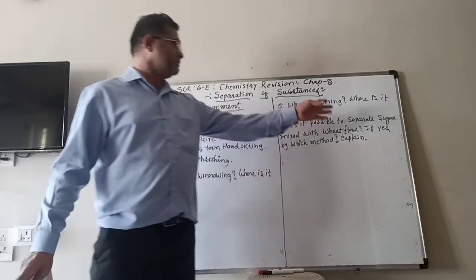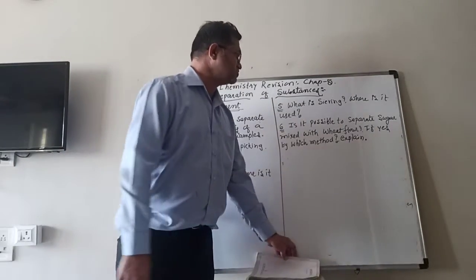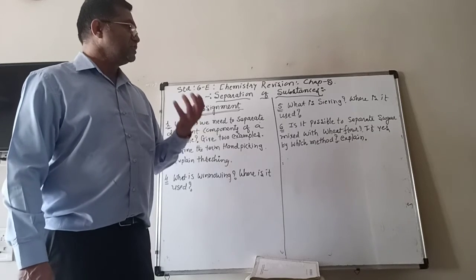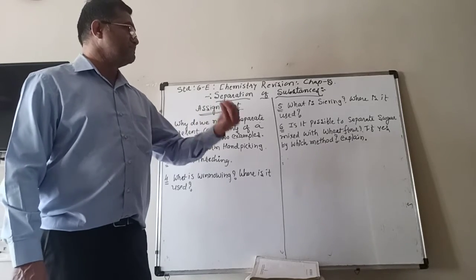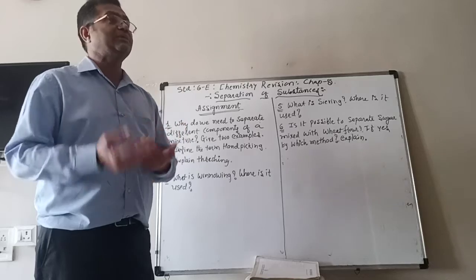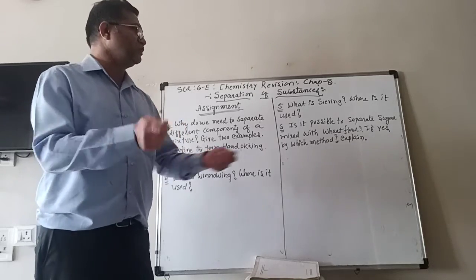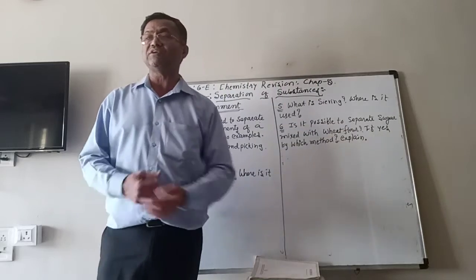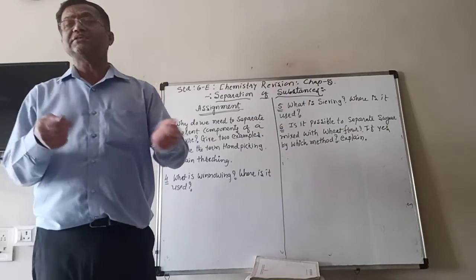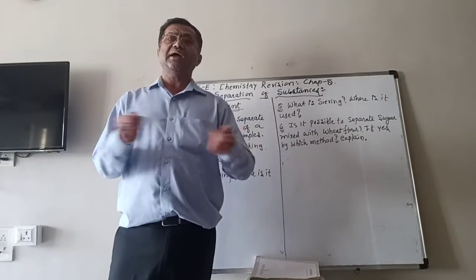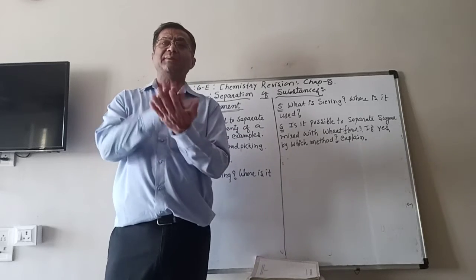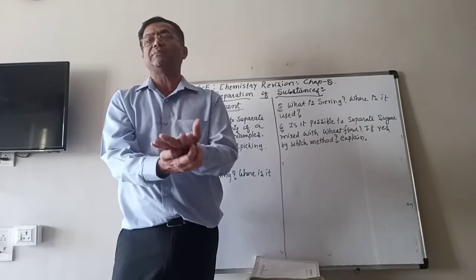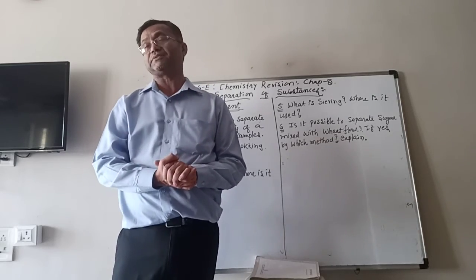Is it possible to separate sugar mixed with wheat flour? Yes. How? Not by hand picking, but you can do sieving. Sieving will be more convenient here. So you take the mixture in the sieve and do the sieving. The sugar particles are bigger, so they will remain on the sieve while the flour will be separated like that.